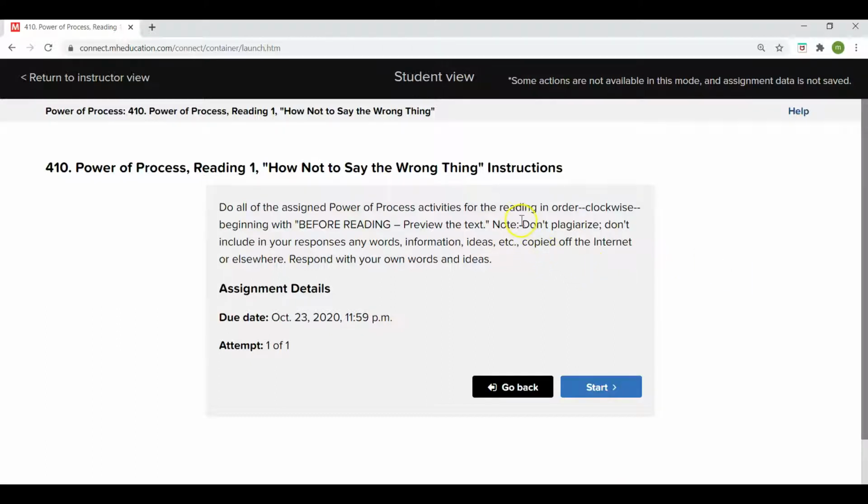Here's an important note: don't plagiarize. Don't include in your responses any words, information, ideas, etc. copied off the internet or elsewhere. Respond with your own words and ideas. All right. I don't want to go too deep into that, but you've been advised. I guess a question would be, what happens if I do? Well, I'll probably catch it and you'll get a 0 on the assignment, or worse. There are different things that can be done, it depends, but at minimum it would be a 0 on the assignment.